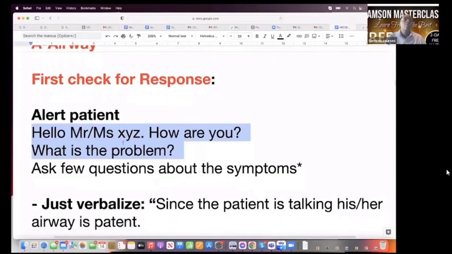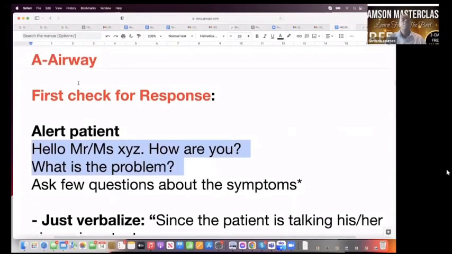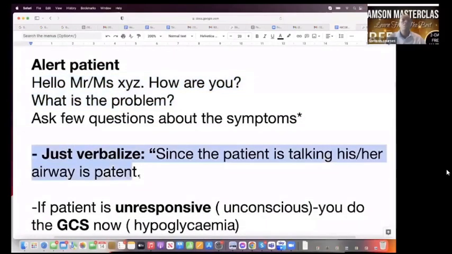So A, the patient is talking, which means the airway is patent. So what do we do? We simply verbalize it. We say, since the patient is talking, his airway is patent. Okay? So who are you telling? Are you telling an examiner in here, or are you speaking to yourself? Ideally, you would be telling your team. So in this particular case, what you would do is just verbalize it. The examiner will be able to hear that you've assessed the airway.